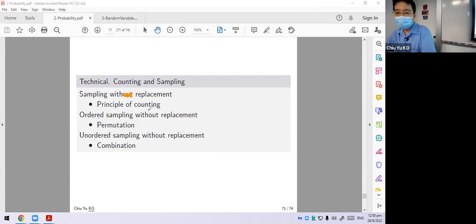So actually how we use permutation and combination, I mean it's more technical, but later you will see when we talk about sampling with replacement, then the principle of counting will be very useful. And that's how you count what kind of sample you get. And when you talk about sampling without replacement, depending on whether you are doing ordered sampling or unordered sampling, then combination or permutation will be very useful.